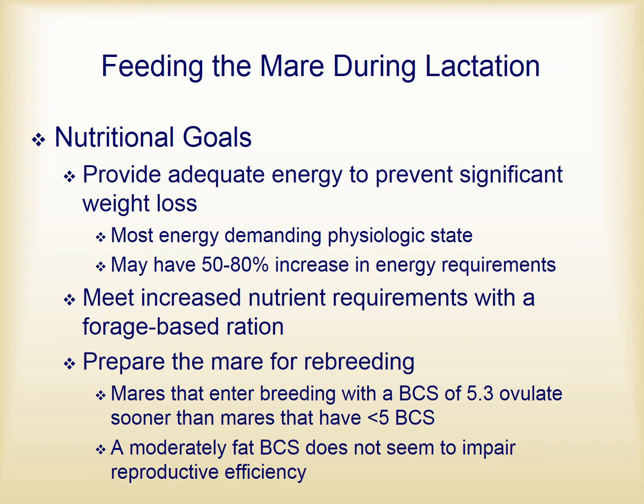Another important point is that we'll want to help prepare the mare for rebreeding. Mares that enter breeding with a body condition score of 5.3 ovulate sooner than mares that have less than a 5 body condition score. And a moderately fat body condition score does not seem to impair reproductive efficiency.